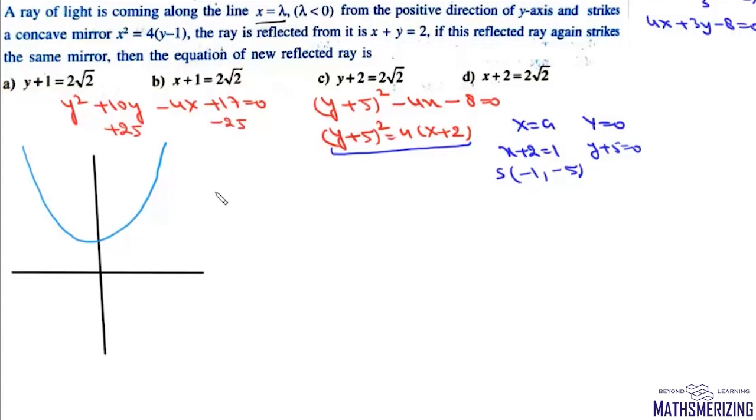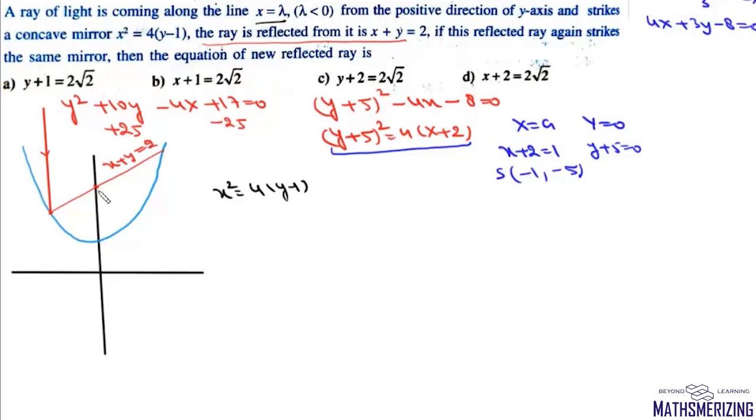So this is the equation of the parabola, which is x square equals 4 times y minus 1. Now a ray of light is coming along the line x equals lambda, where lambda is less than 0. So we have this ray of light which is parallel to the axis of this parabola. It will pass through its focus and it says the ray reflected from it is x plus y equals 2. So the equation of this line is x plus y equals 2.